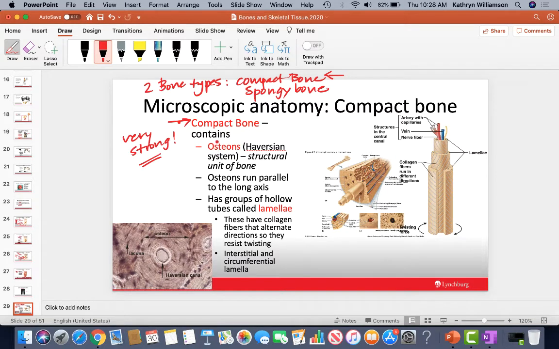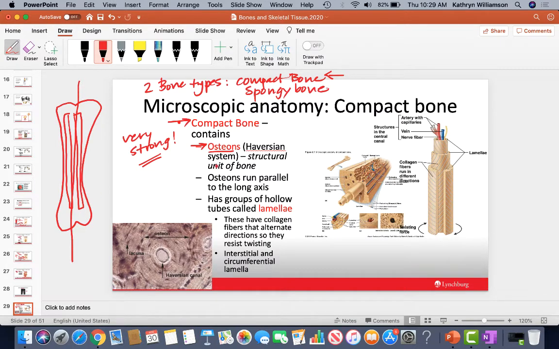Compact bone is arranged in what's called osteons, and we also call this the haversian system. This is our structural unit of bone. And so osteons run parallel to the long axis of bone. So if you had your typical long bone here, osteons run parallel. So they're basically going to be running like this. So here would be our osteon, and then we're going to have our osteon next to it. That's what we mean by parallel to the long axis of the bone. Like this line going through the bone would be the long axis of the bone.